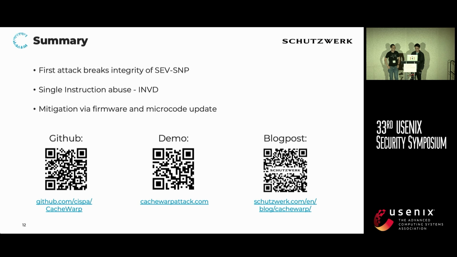Okay, so to summarize our paper, we are the first to perform full chain exploits against an SEV-SNP VM, and we achieve it by gaining remote code execution and privilege escalation. And this is only caused by a single instruction abuse, the invalidate instruction.